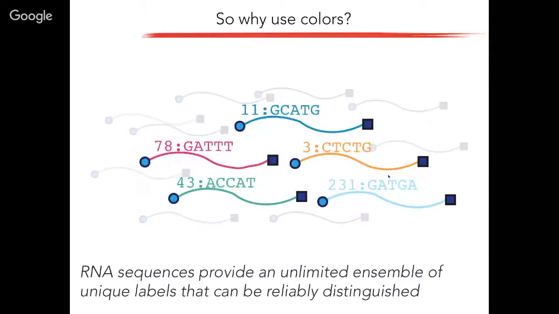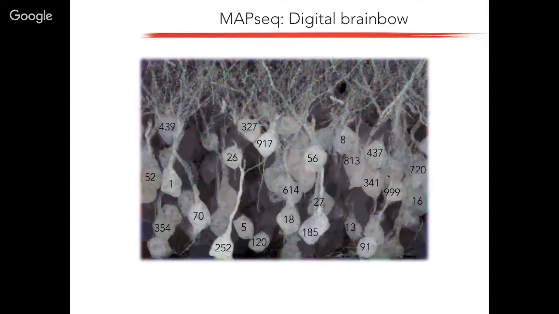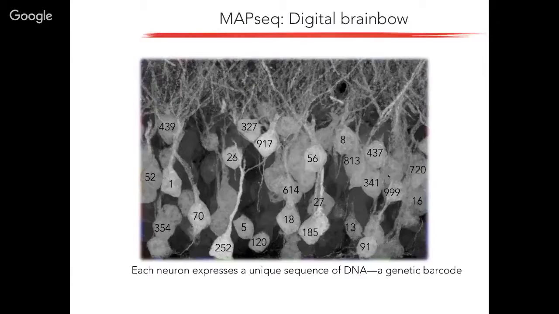So basically the core idea here is to replace colors with DNA sequences. And the reason is simply that there are a lot of possible DNA sequences. So we can kind of think of MAPseq, which is the name of the technique we developed, as a kind of digital Brainbow where you replace colors with numbers and have each neuron express a unique sequence of DNA, a genetic barcode with a theoretical diversity that is essentially unbounded.